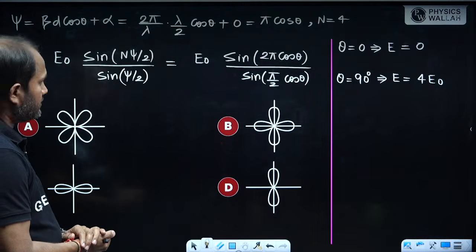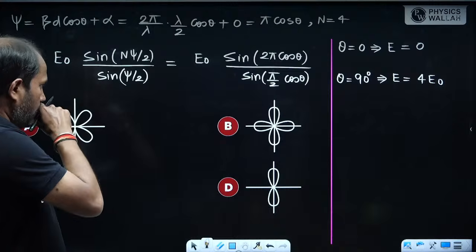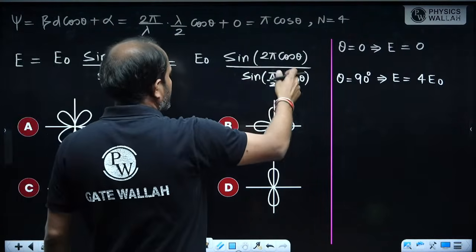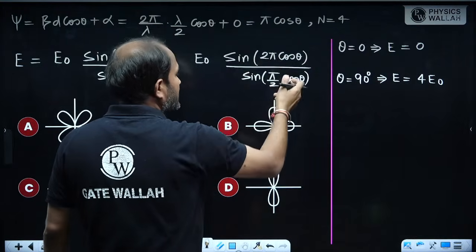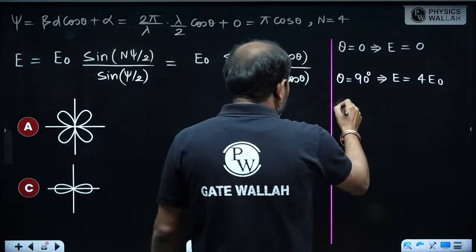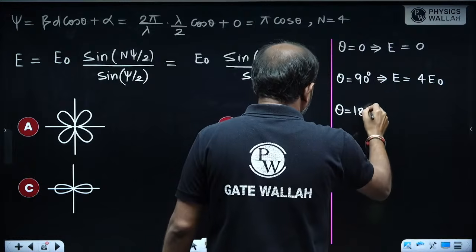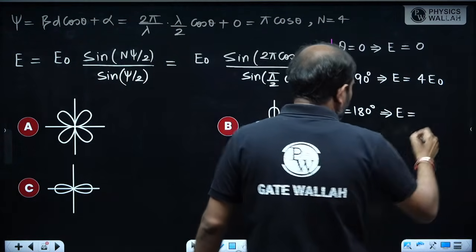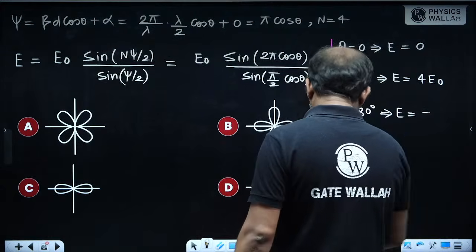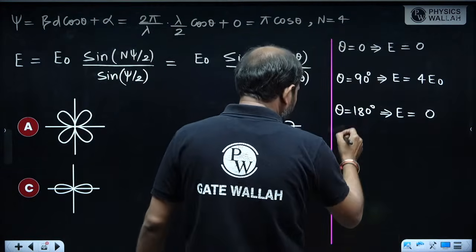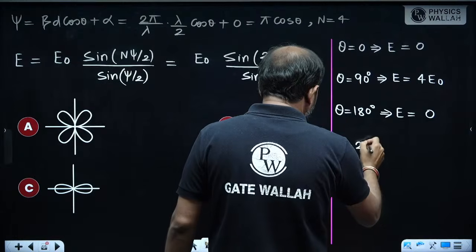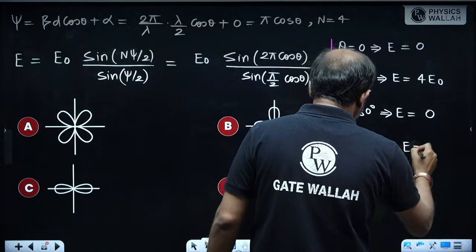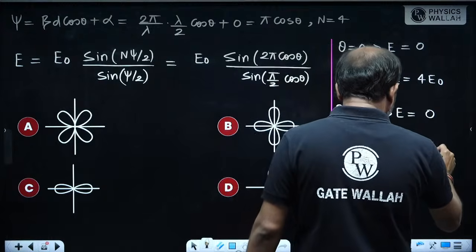Then at 180 degrees, cos 180 is -1, so sin 2 pi is 0, and this one is 1. So cos 180 is -1, minus 1, so it will be 0. And at 270 degrees, cos is 0, so the electric field is equal to 4E0.